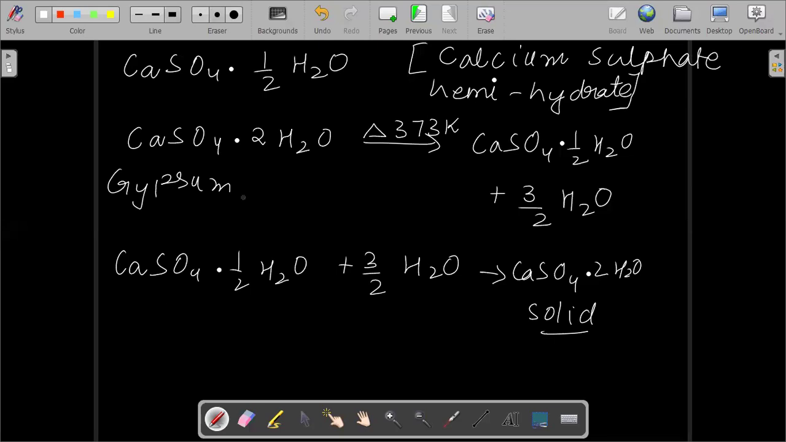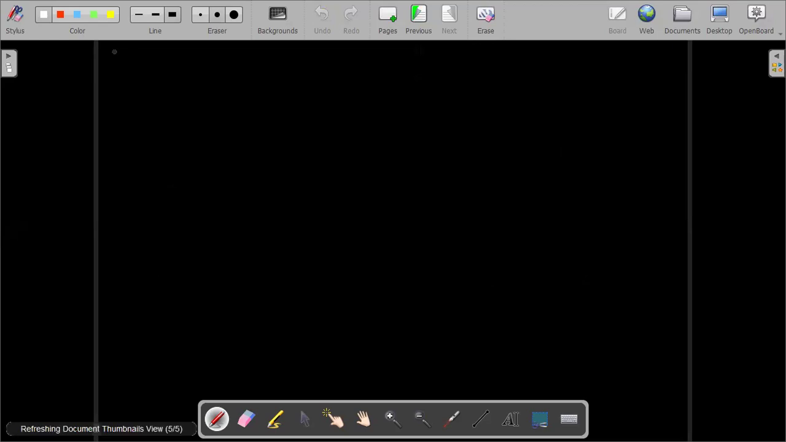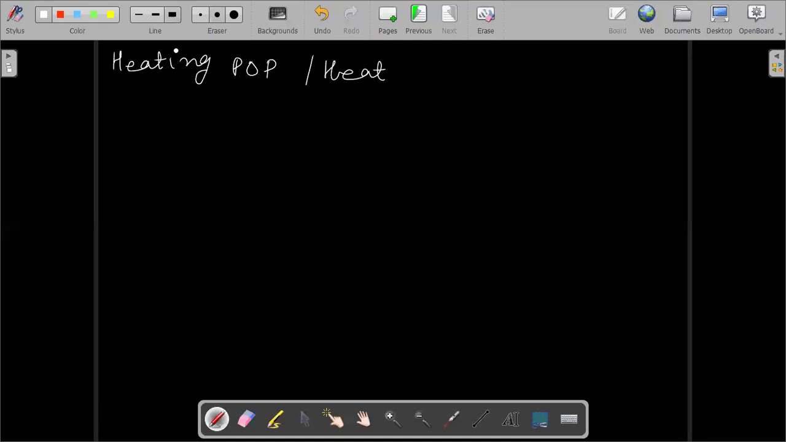Then next is heating of POP, or you can say heating gypsum above 373 Kelvin. So what will happen? It will turn into calcium sulfate. Yes, it will turn into calcium sulfate.